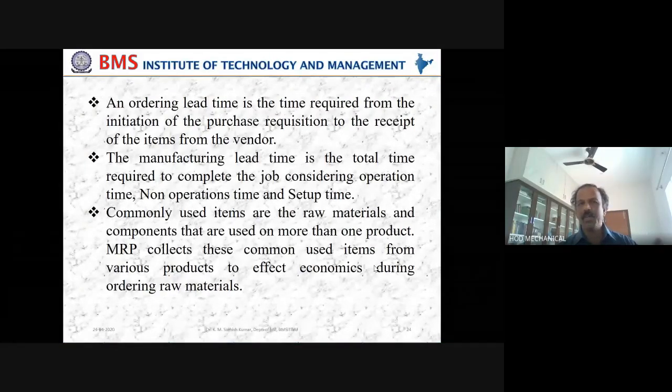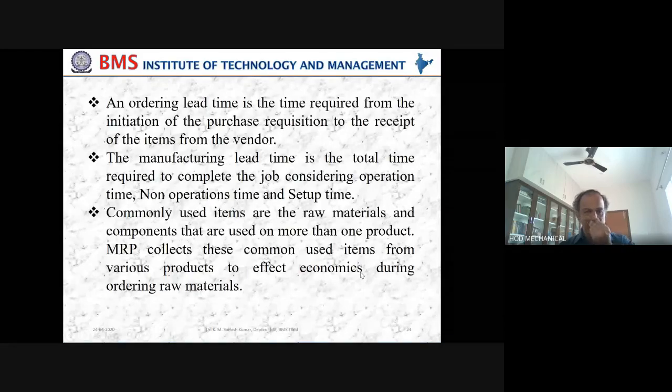If you order in individual cases versus purchasing in bulk, all 30 ton at one instance, because all three products require the same thing, the economics is going to work out. Therefore, whenever you are going to order raw material, first observe whether there are any commonly used items. If there are, collect the information about all those commonly used items and order them at once. That is very, very important. If you order them at once, the economics is going to work out.